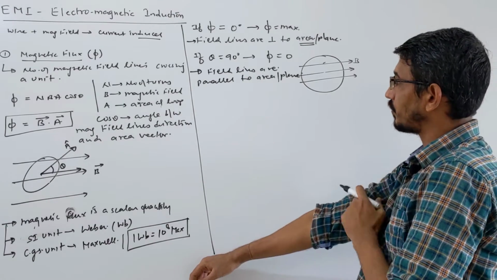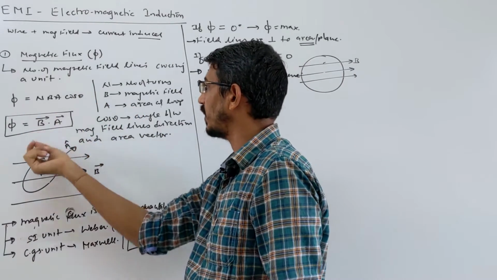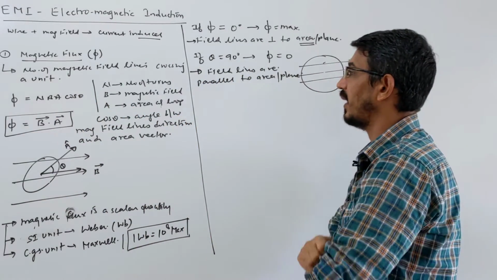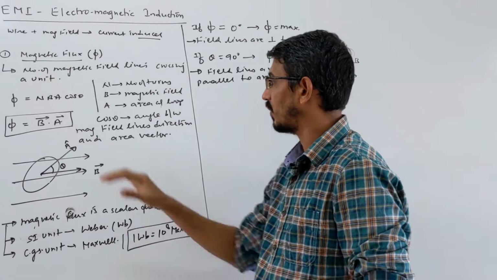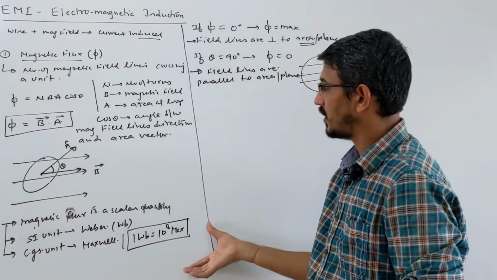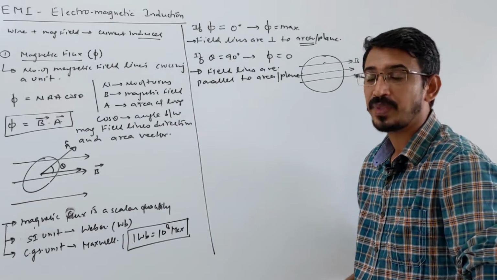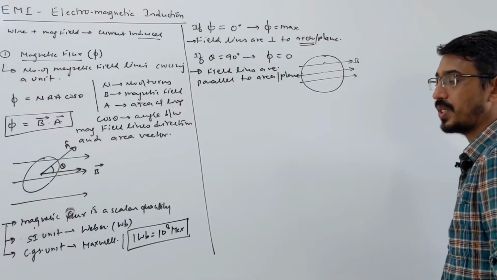Okay. So you understood what is the basic formula here? NBA cos theta, where N is the number of turns you can have, B the magnetic field, A the area, and the angle between them. Vector form also understood. A direct simple question can be asked here. And SI unit, CGS I discussed, and when the flux is maximum and when the flux is minimum.